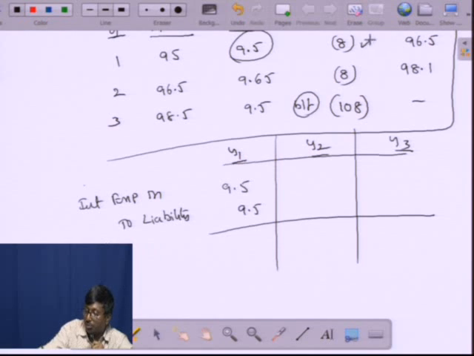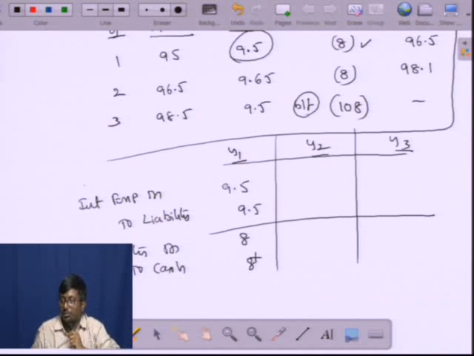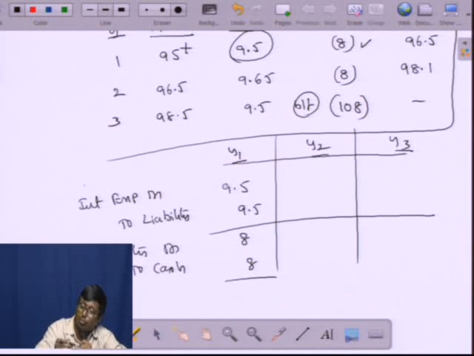Next what? Liability account debit. Am I paying 8 rupees or not? Yes. So, liability account debit to cash. How much? 8. Got my point? Now, at the end of the day, what happened to the balance of the loan? 95 opening balance. Liability credited means added. 9.5 added. Minus 8 deducted. Automatically closing balance comes to 96.5 or not?